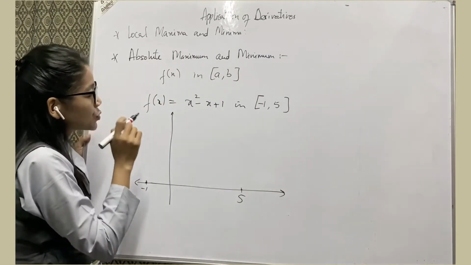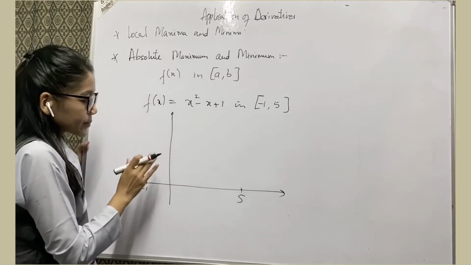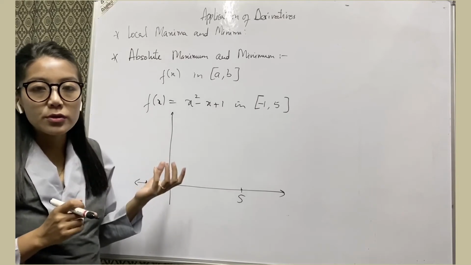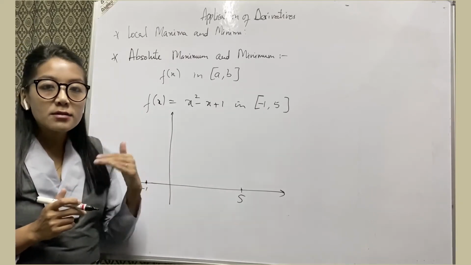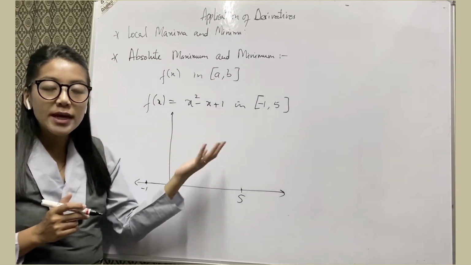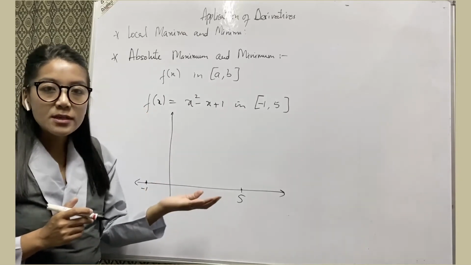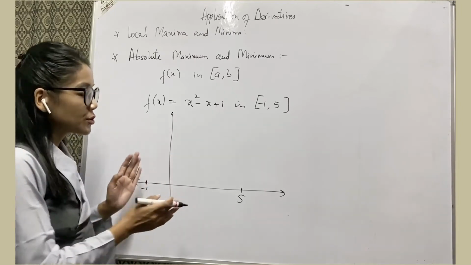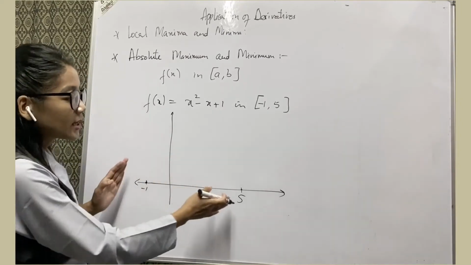Now what we are going to do is, in this interval, the graph of the function will either be a strictly increasing function, or it is strictly decreasing, or it is neither increasing nor decreasing. So these are the possibilities of the nature of the function in the given interval.